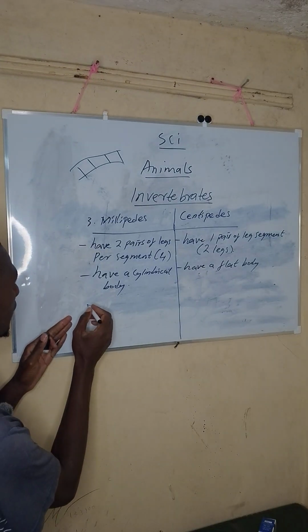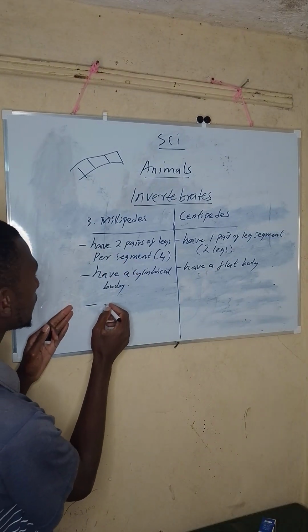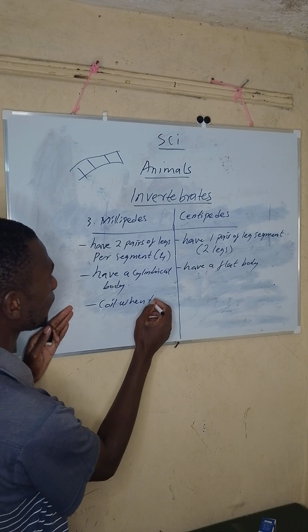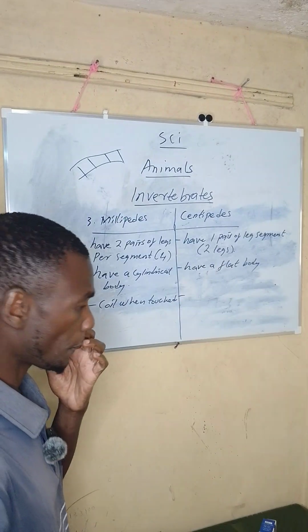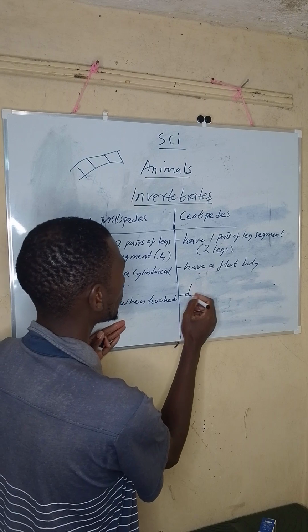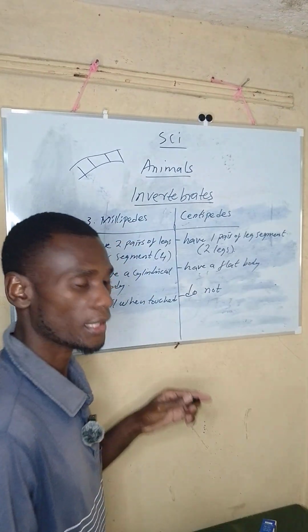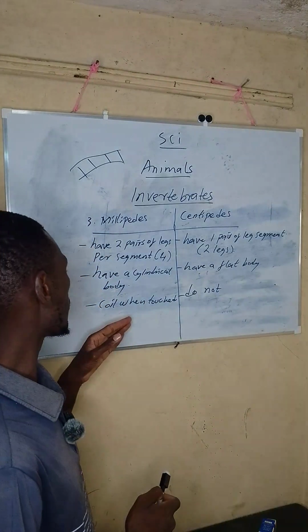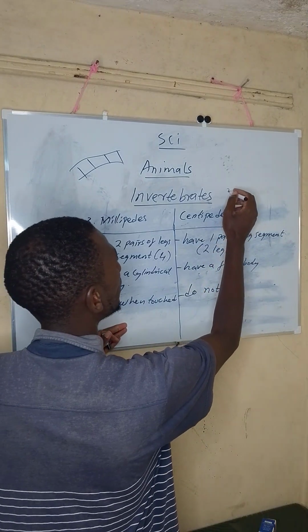Another difference that you can easily see is that the millipedes coil when touched. These other ones, they don't. Whether you touch them, to whatever extent, they will not coil. The centipedes will not coil. So the millipedes, they coil themselves like this.